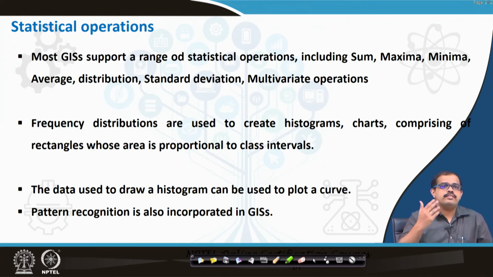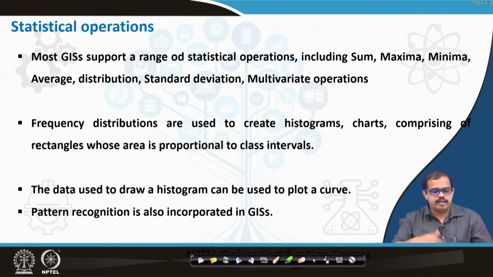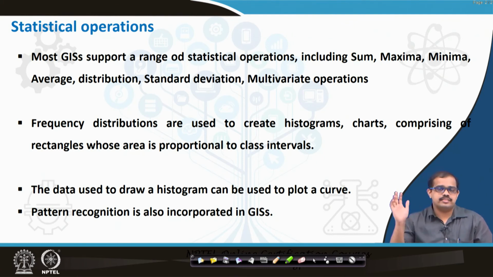Then you have the statistical operations. These are the ones considered advanced operations in GIS packages. When I look at statistical operations, there are all kinds of statistics. I have just mentioned sum, maxima, mean, average, distribution, deviation, and multivariate operations. Other than this, interpolation, extrapolation and any kind of statistical operation can be done using GIS software. Most GIS software supports most of the statistical operators.